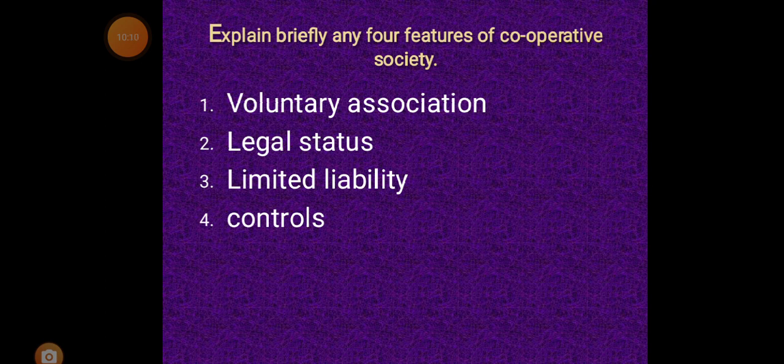Explain briefly any four features of cooperative society. First one, voluntary association. Second one, legal status. Third one, limited liability. Fourth one, control.